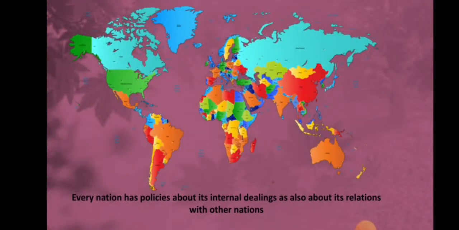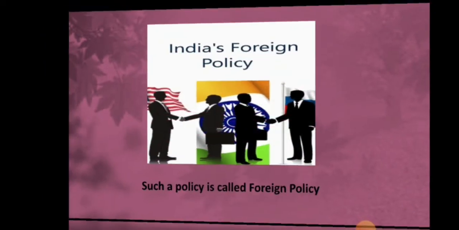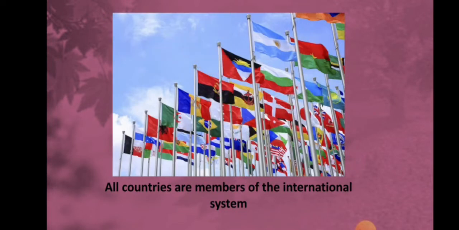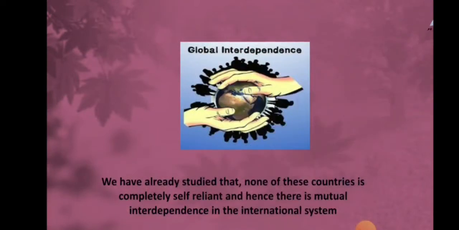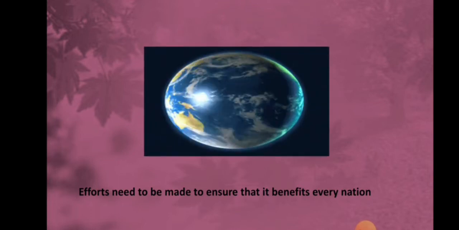Every nation has policies about its internal dealings as also about its relations with other nations. Such a policy is called foreign policy. All countries are members of the international system. We have already studied that no country is completely self-reliant, and hence there is mutual interdependence in the international system. Only this interdependence should not be of benefit to a few countries. Efforts need to be made to ensure that it benefits every nation.